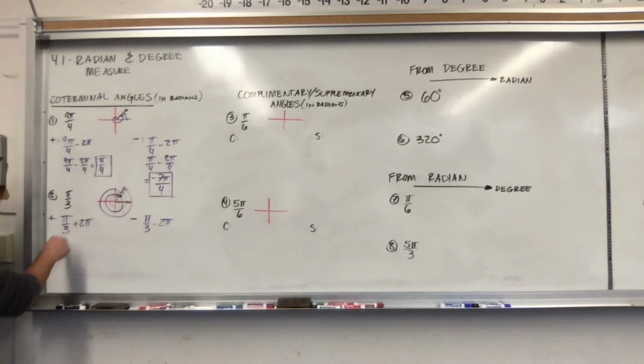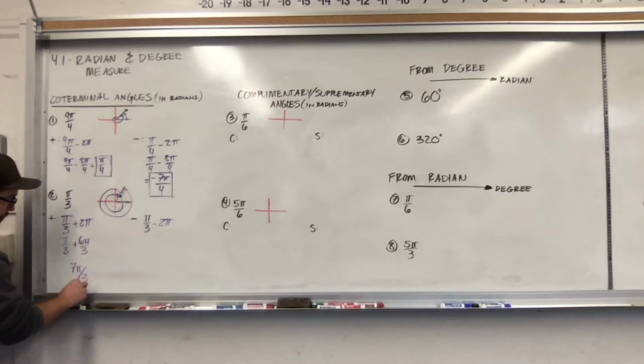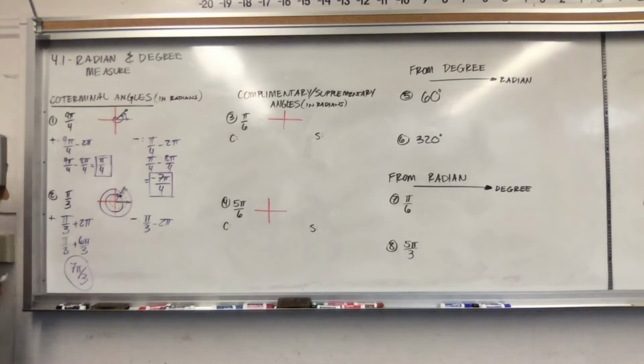So we're adding 2 pi, get a common denominator. Pi over 3 plus 6 pi over 3. We end up with 7 pi over 3. That's a possible positive coterminal angle. We could add another 2 pi and another 2 pi and keep that going.